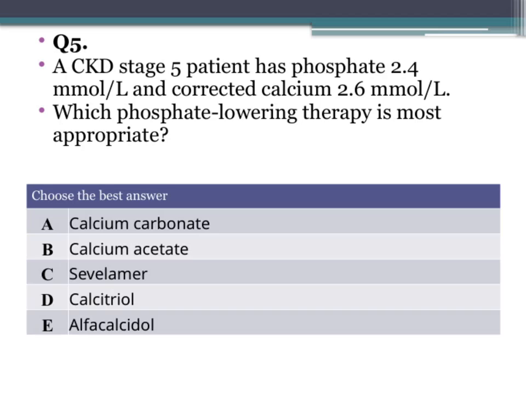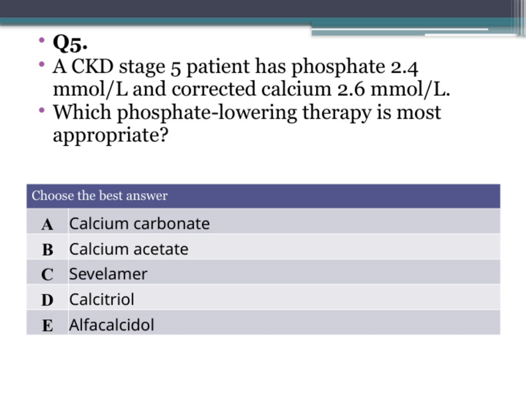All right, let's look at this scenario. We have a CKD stage 5 patient with a phosphate level of 2.4 mmol/L and a corrected calcium of 2.6 mmol/L. Now, the key here is to choose the most appropriate phosphate-lowering therapy. First, we need to consider the options. Calcium carbonate, calcium acetate, sevelamer, calcitriol, and alpha-calcidol are all potential choices, but not all are suitable in this situation.